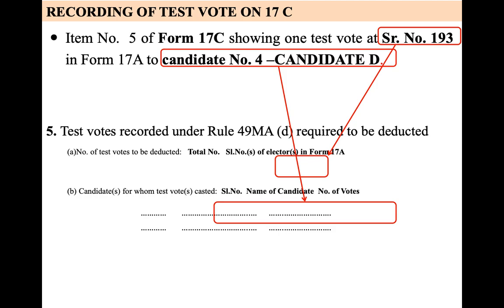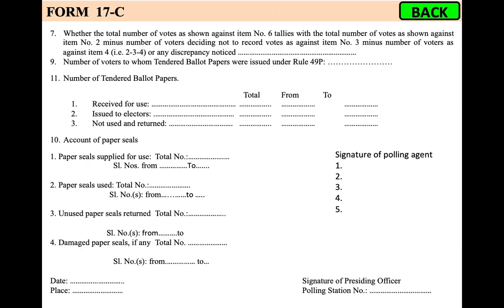Now let's come to point number 7. Point number 7: whether the total number of votes as shown against item 6, what is in item number 6? That is, the total number of votes recorded in the control unit tallies with the total number of votes as shown against item number 2, minus the number of votes decided not to record, against item number 3, minus the number of votes as against item number 4.